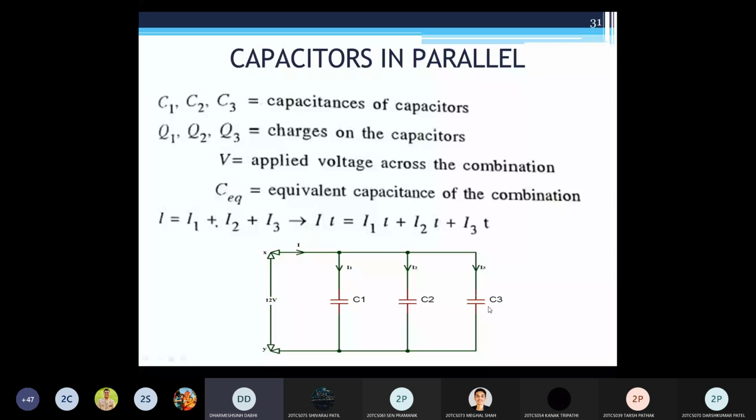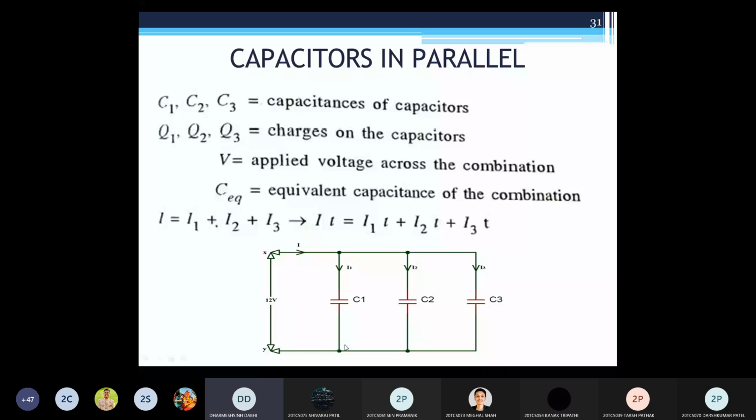When three different capacitances are placed in parallel, obviously a different amount of current is passing through each capacitance. If they had the same capacitance, the same current would flow, I1 equal to I2 equal to I3. But here all these capacitors have different values. C1 is different, C2 is different, C3 is different. So all have different currents. When different currents flow through the capacitances, it means they have different charges. C1 has Q1, C2 has Q2, and C3 has Q3 charge. And the voltage across each capacitor remains the same because they are connected in parallel.